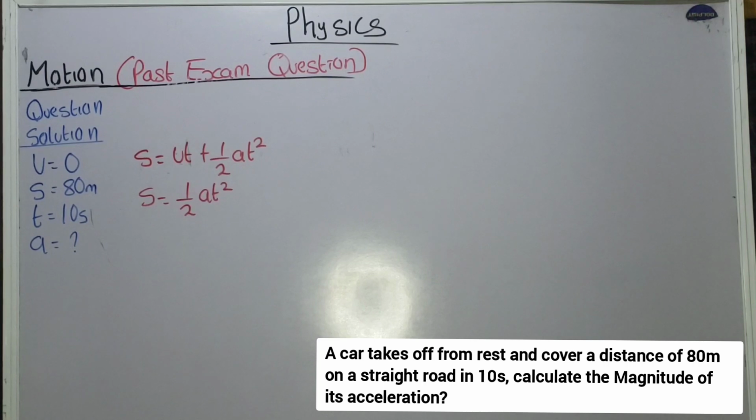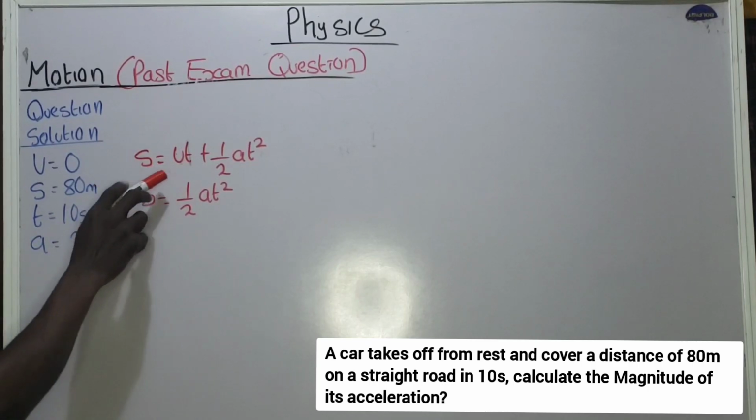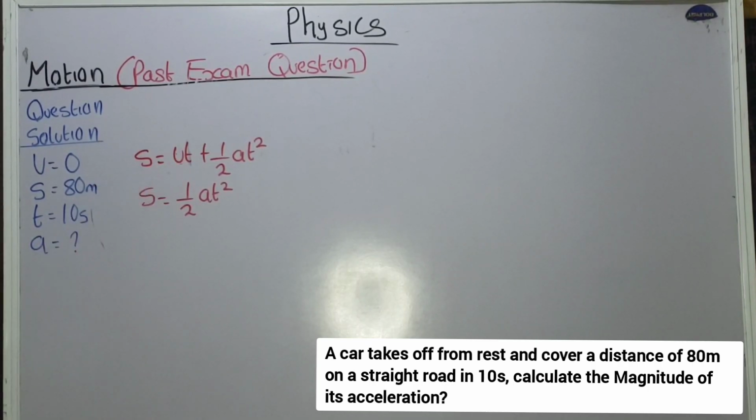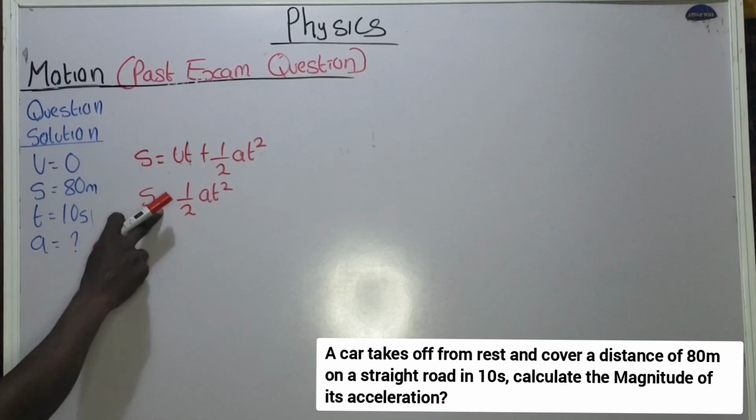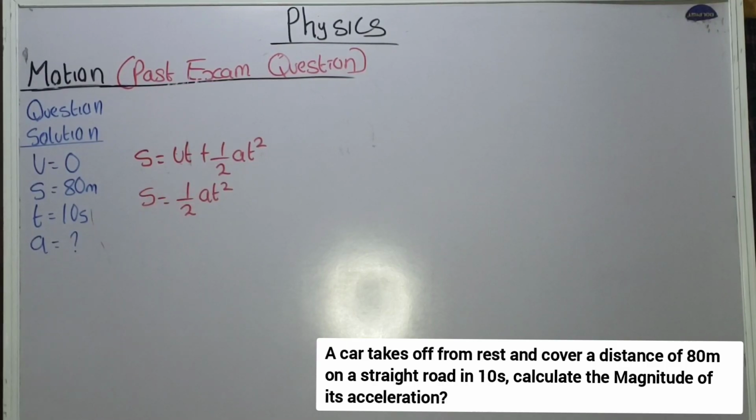I told you in our previous class that when a car or a body starts from rest, the initial velocity of that body is 0. And because the initial velocity is 0, the value of ut will be 0, because when you take the product of time and 0, that will be 0. Hence the equation becomes s equals 1 over 2 at squared. So with this we can easily determine the magnitude of the acceleration.